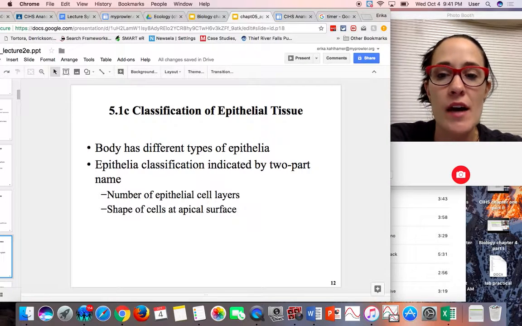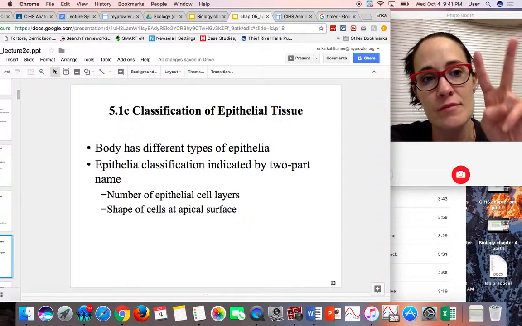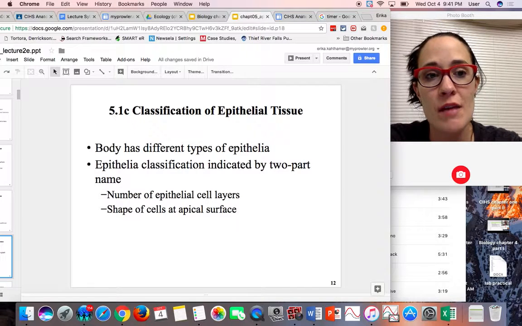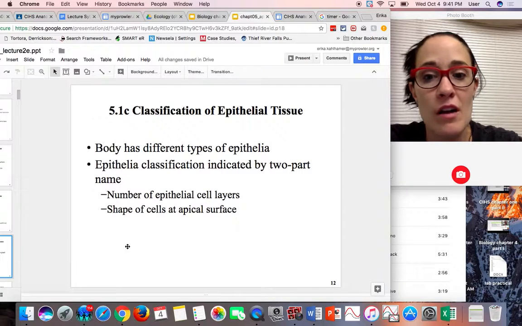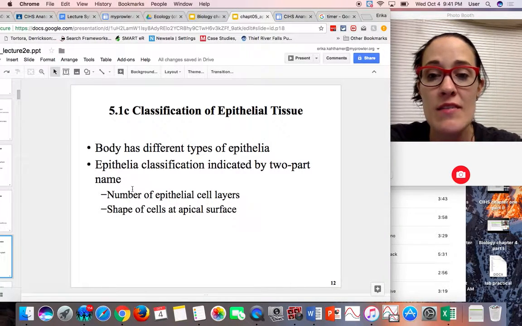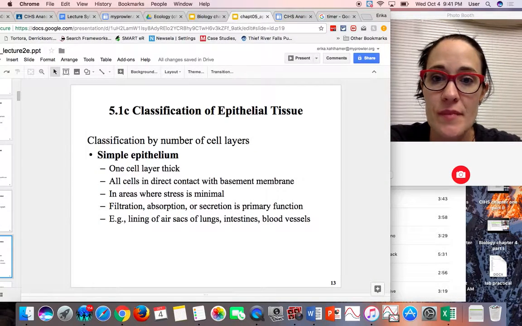So your body has different types of epithelia, and they're classified by a two-part naming system. Two names for every epithelial tissue. The first name comes from the number of epithelial layers, so layers of cells. And the second name comes from the shapes that those cells take.